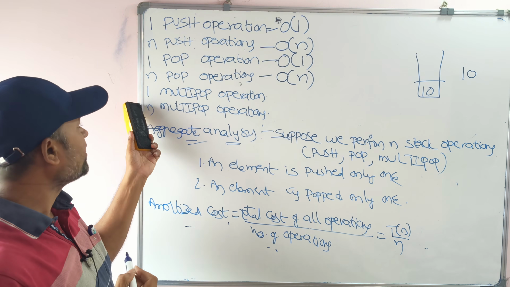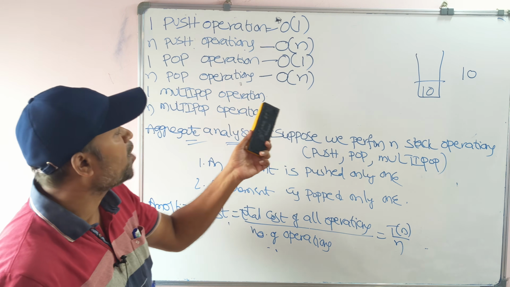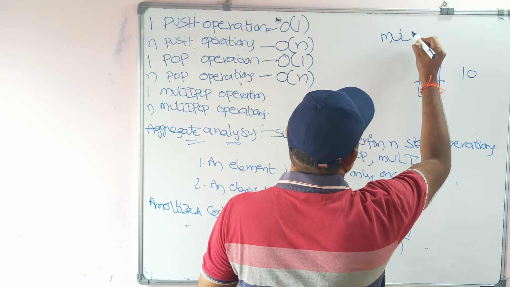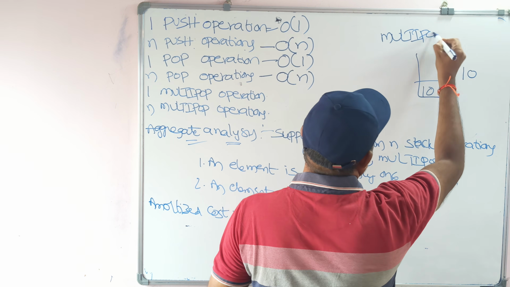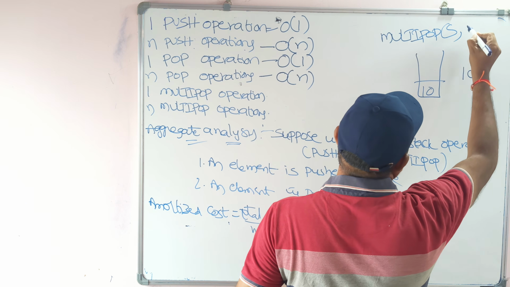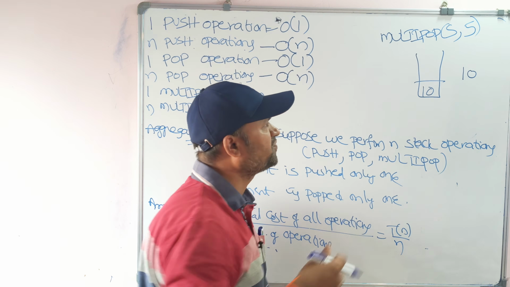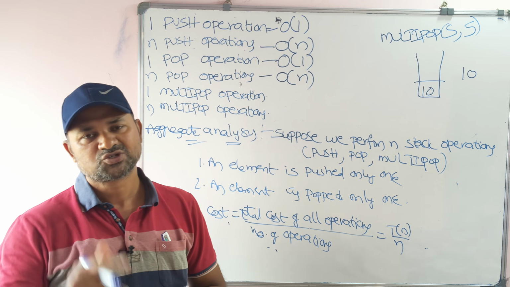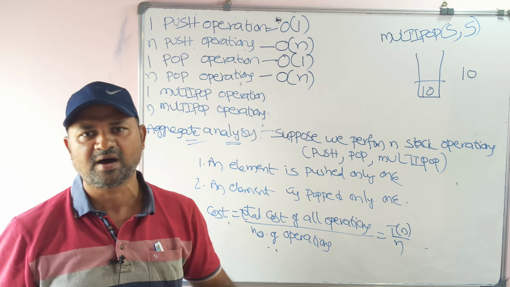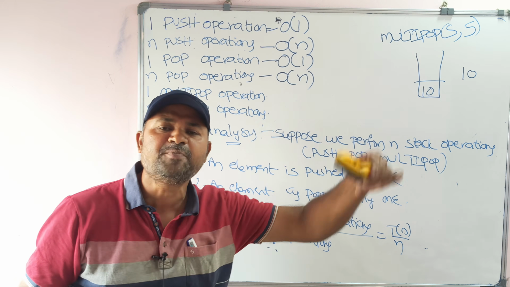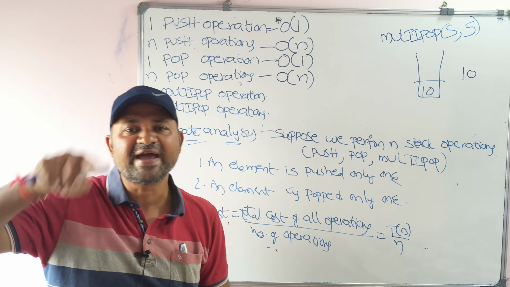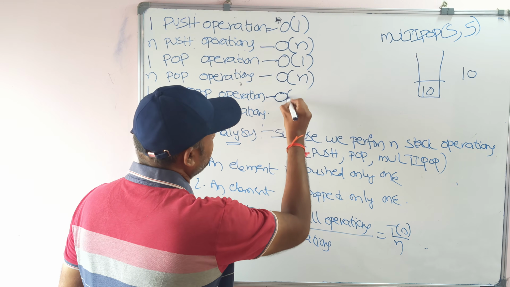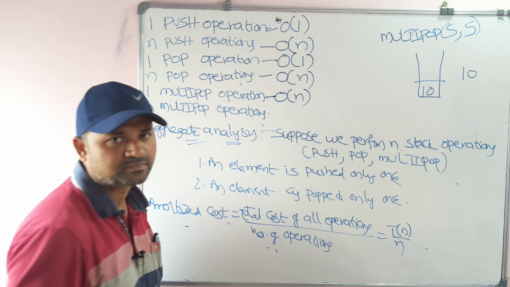Next, what is the cost of one multi-pop operation? Here we have a function called multi-pop of S comma n. Let n value be 5. Then what will happen? 5 elements will be popped from the stack. So with the help of only one function call, 5 elements will be popped from the stack. That 5 is nothing but the n value. So for one multi-pop operation, the cost is order of n.